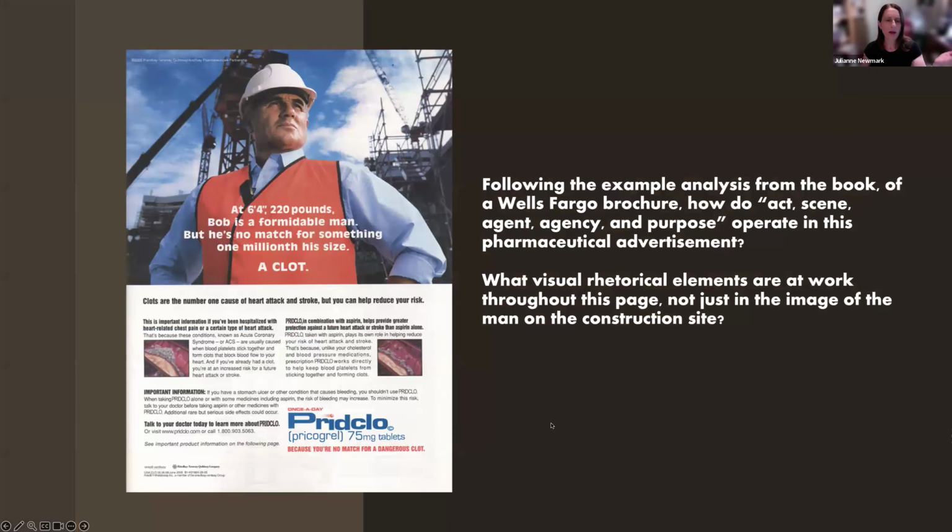So here's another rather old pharmaceutical advertisement. I had another one in a slide presentation a few weeks ago, but following the example analysis from the book of a Wells Fargo brochure, how do we see act, scene, agent, agency, and purpose operate in this pharmaceutical advertisement? That is an additional heuristic through which you can analyze this particular piece of persuasive communication, in addition to those appeals of ethos, logos, and pathos.